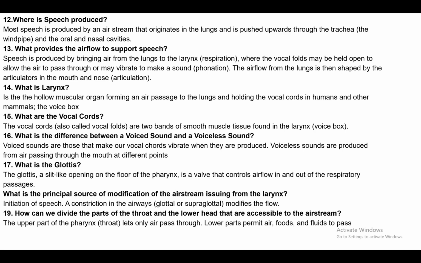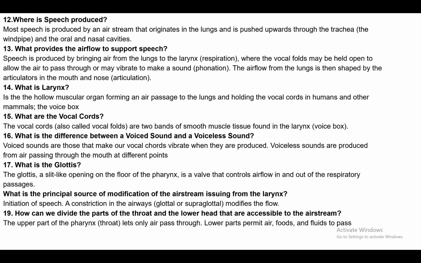What is the difference between a voiced sound and a voiceless sound? Voiced sounds are those that make our vocal cords vibrate when they are produced. But voiceless sounds are produced from air just passing through the mouth at different points. 17. What is the glottis? The glottis is an opening at the floor of the pharynx. It is a valve that controls airflow in and out of the respiratory passages.